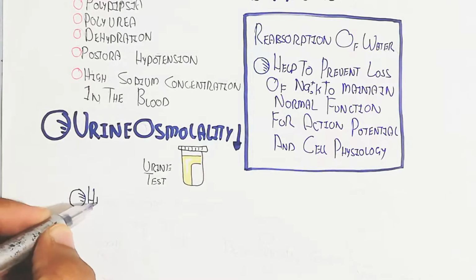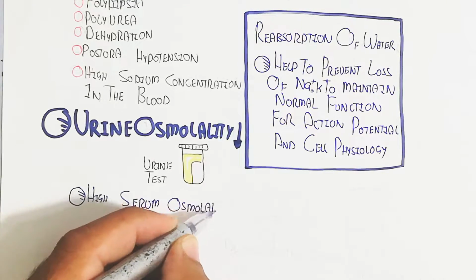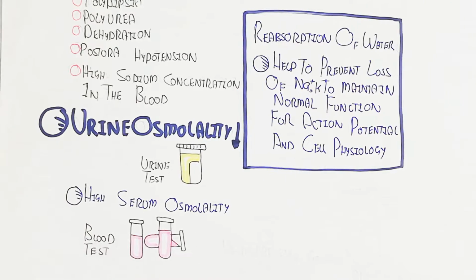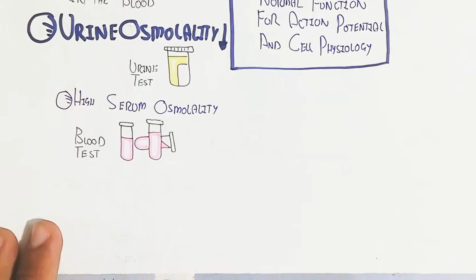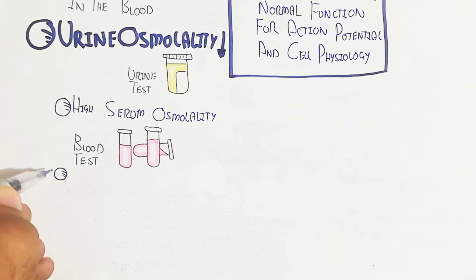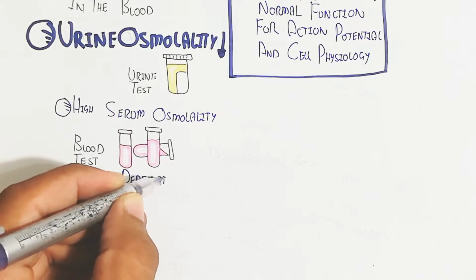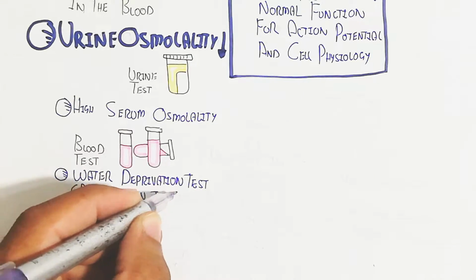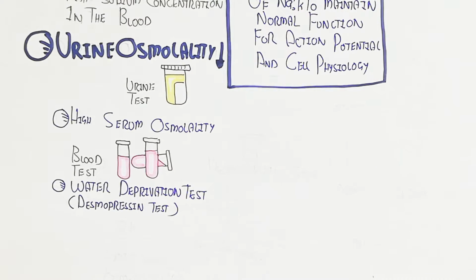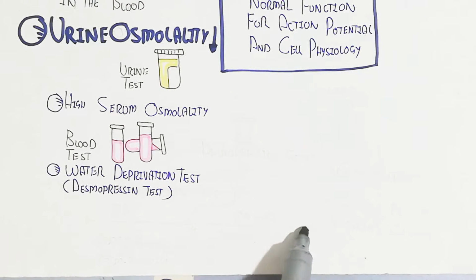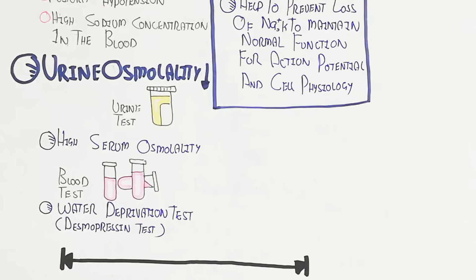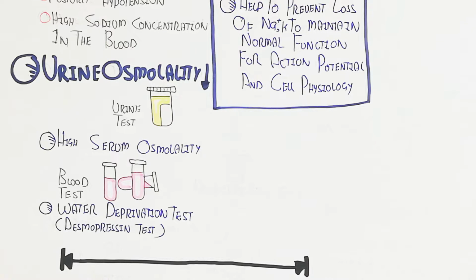So the urine osmolality decreases, which is a sign and symptom. And on the other hand, there is high serum osmolality. When the blood test is done, the high serum osmolality will occur. The minerals and glucose and other things will increase while the water will decrease. The water deprivation test is the desmopressin test. In this way, we provide desmopressin, which is the synthetic antidiuretic hormone.